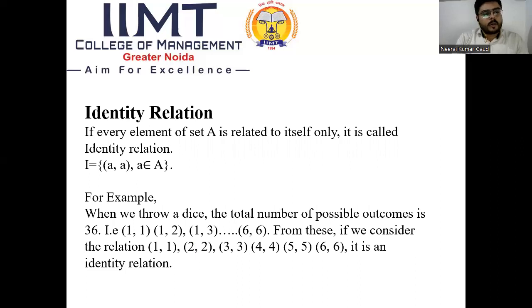For example, when we throw a dice twice, the total number of possible outcomes is 36. That is (1,1), (1,2), (1,3), and so on up to (1,6). Also (2,1), (2,2), (2,3), and so on up to (2,6). Similarly (3,1), (3,2), (3,3), and so on up to (3,6). Likewise, we get (6,1), (6,2), and so on up to (6,6). From this, if we consider the relation (1,1), (2,2), (3,3), (4,4), (5,5), (6,6), it is an identity relation.